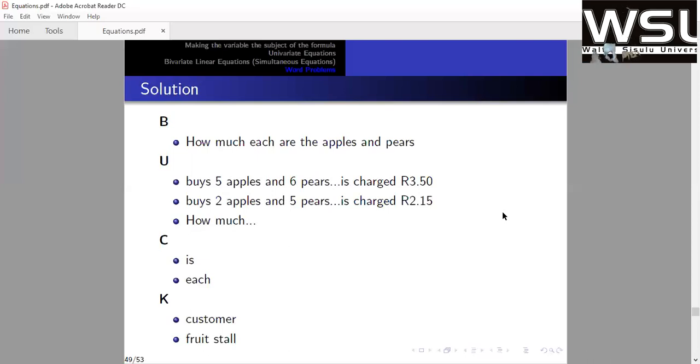Now, another crucial piece of information in the statement is the vocabulary. "Is" is an important word because it is the one that forms the equality sign. Then "each" determines whether you're multiplying or dividing.